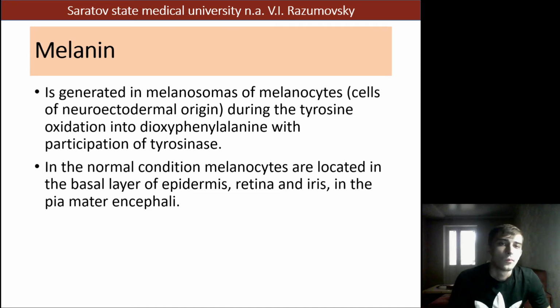First of all, we should talk about melanin. Melanin is generated in melanosomes of melanocytes. Melanocytes are cells of neuroectodermal origin. During the tyrosine oxidation into dioxyphenylalanine, the participation of tyrosinase is required. In the normal condition, melanocytes are located in the basal layer of epidermis, retina, and iris, in the pia mater of the encephalon.